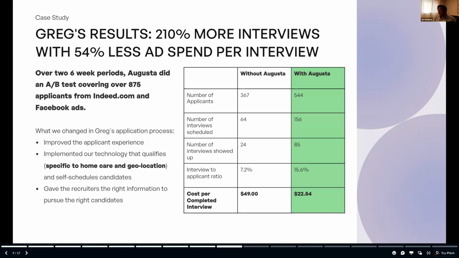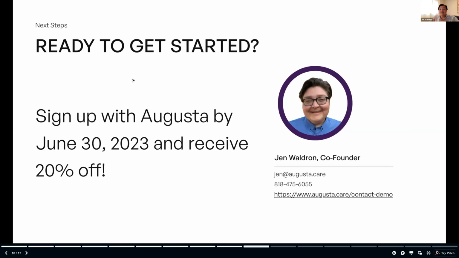Right now, with the clients we have, we're seeing an average cost per hire from your ad spend at less than $150 on ad spend per completed hire. So what you're seeing on the screen is just per completed interview. But when we're talking about actual hire on ad spend, our clients are seeing $150 or less usually, which I believe if you look at the Home Care Pulse data is about a quarter spend per completed hire on ad spend. So that's just a little bit about Augusta.